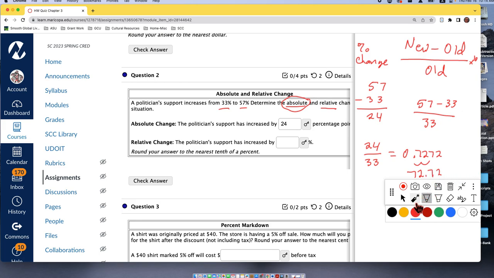And we want to round it to the nearest tenth, which is this place here. So what do we do with that 7? Do we round it up to 8 or do we round it down to just 7? It stays 7 because the 2 is next to it, it's not half. So we're going to do 72.7%. And we don't have to keep going on forever and ever.